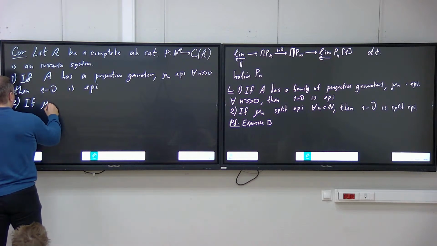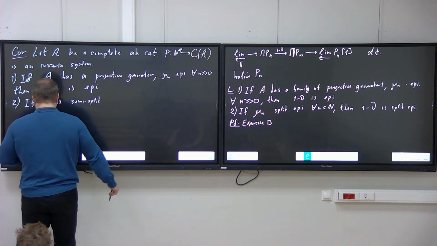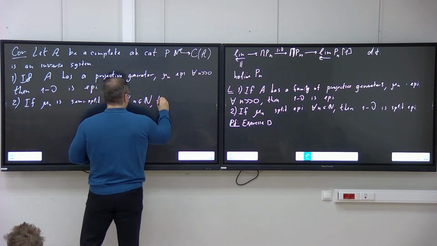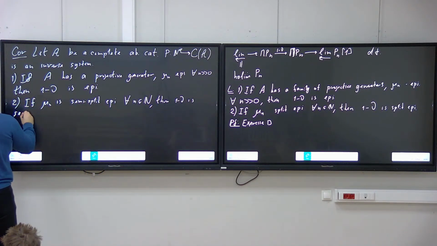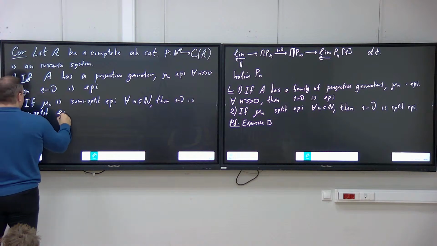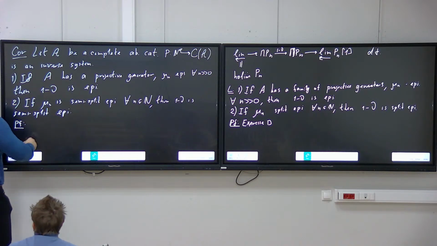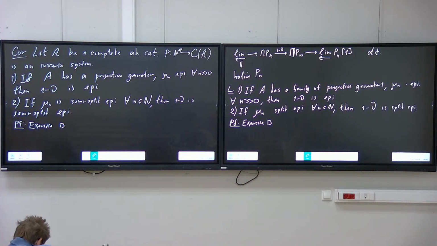So if the map is semi-split for all indices, then 1 minus mu is semi-split. Okay, so just a bunch of observations about the abelian categories. So again, this exercise. And I think actually more or less I solved the first part of the exercise, and the second part follows immediately. So I can erase the exercise and say this is clear if you solve that exercise.